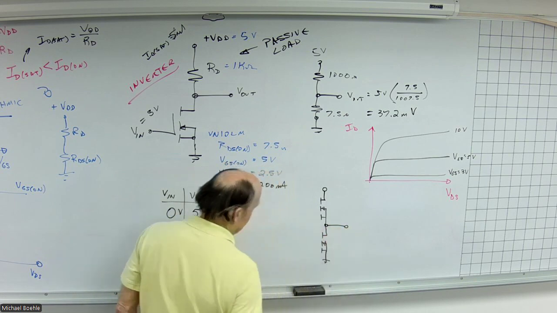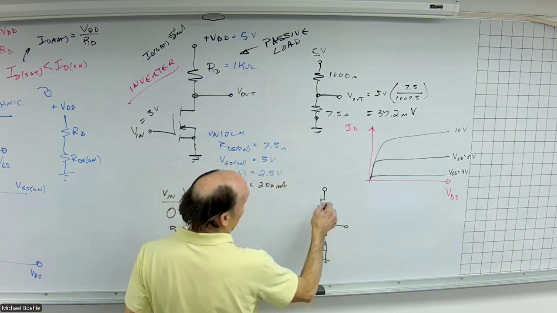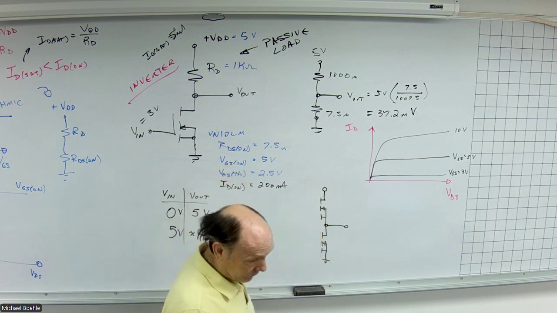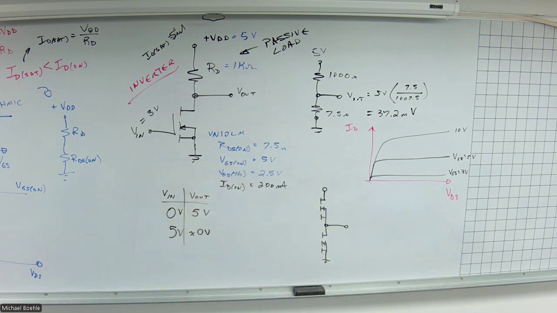But the way I'm setting up this transistor, this is on, where are we at here? This is on page 489.